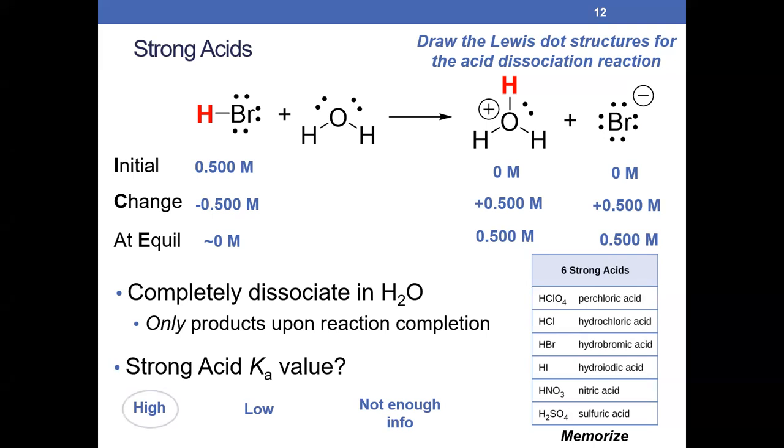High, yeah, it's going to be very high because ultimately, I functionally don't have any of my reactants remaining. I just have products. If we're talking about an equilibrium constant, we're talking about the concentration of our products over the concentration of our reactants. We're going to have a very, very high Ka value for this. Or if we're talking about pKa, we're going to have a very low pKa value for this. We okay with this idea? We're going to practice on the next slide.